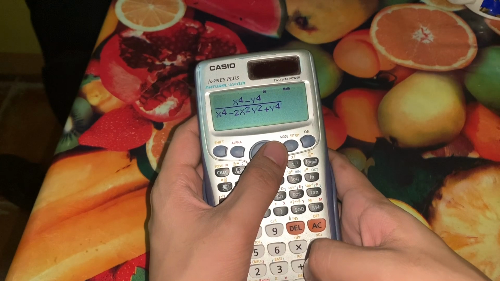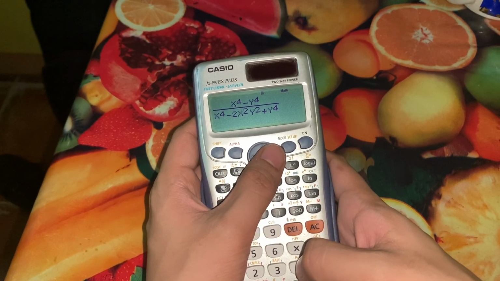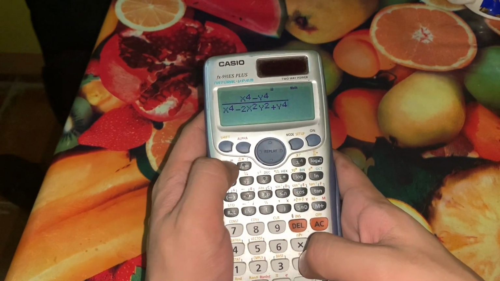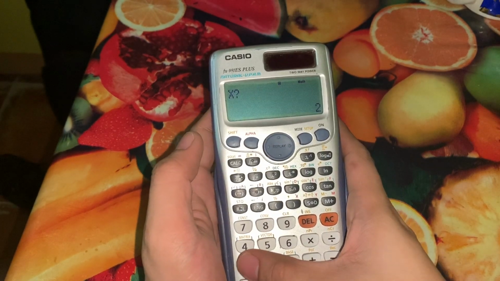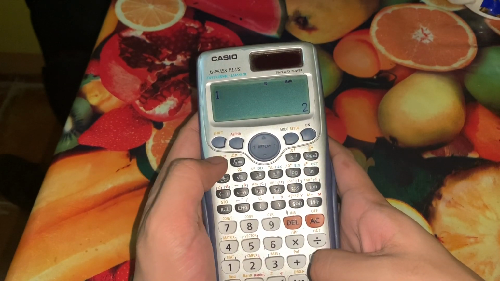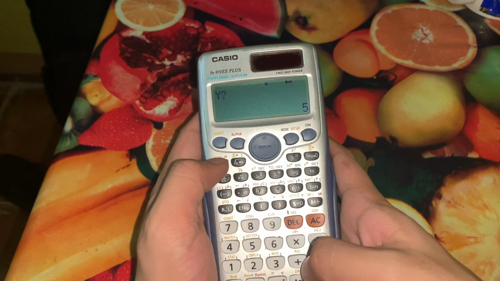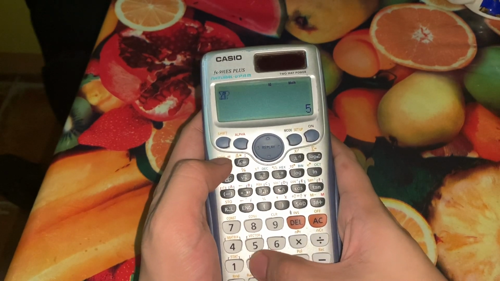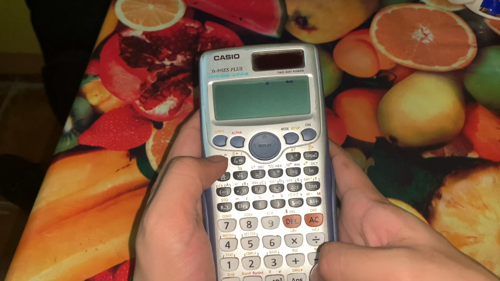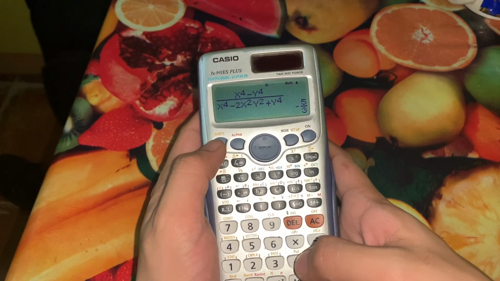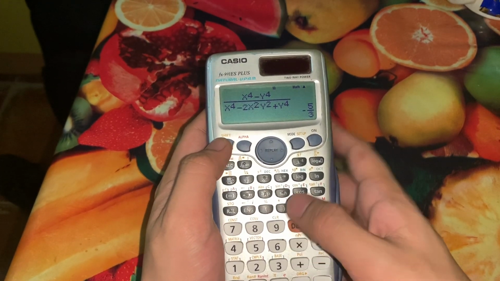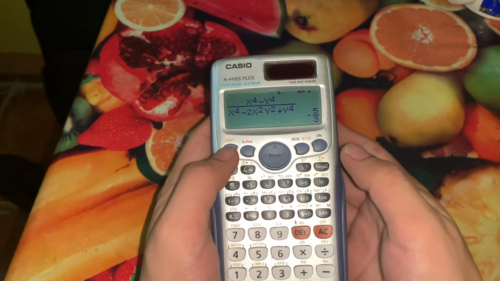Remember that earlier we set the value of x as 1 and y as 2. So let's calculate. X is 1, press 1, then equal. Calc the y, which is the 2 we set, and then press equal. Therefore, we got negative 5 over 3. Let's remember this value. Then let's go to choice A first.